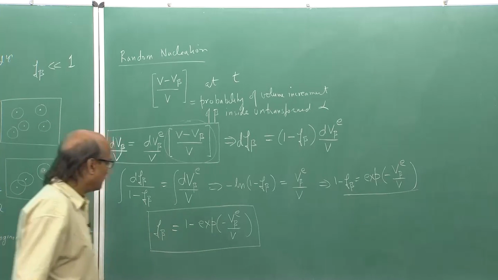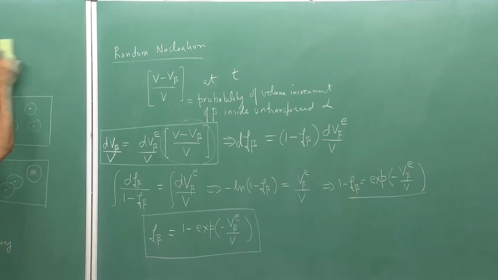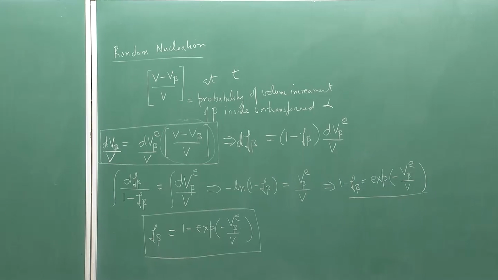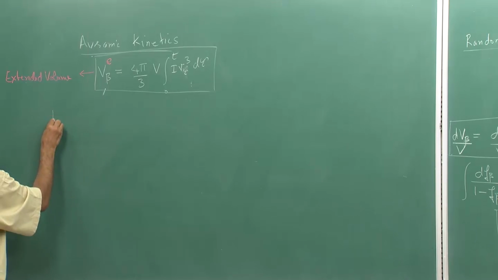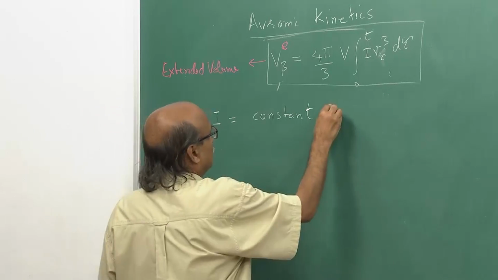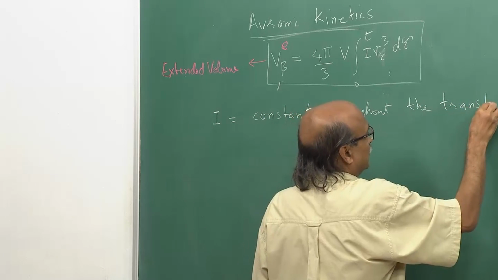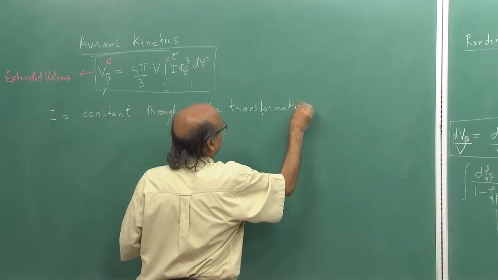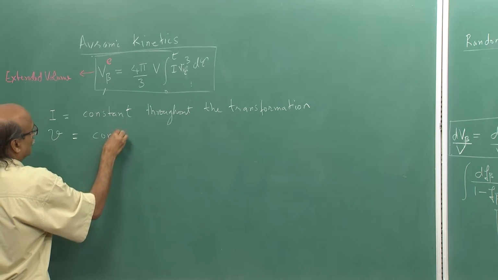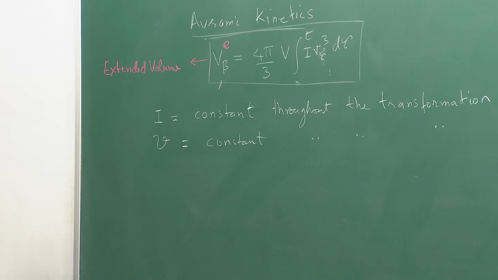In fact, just start with the simplest case where we assume that the nucleation rate and the growth rate are constant and the nucleation takes place throughout the transformation at a constant rate. So, the nucleation rate I is constant throughout the transformation and the growth rate V is also a constant throughout the phase transformation.